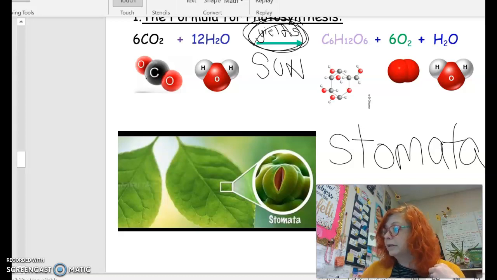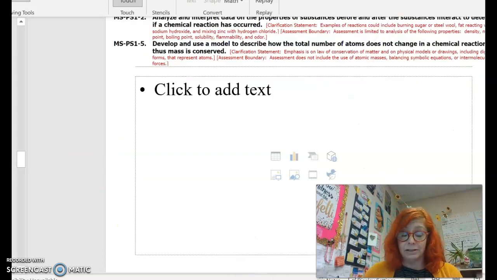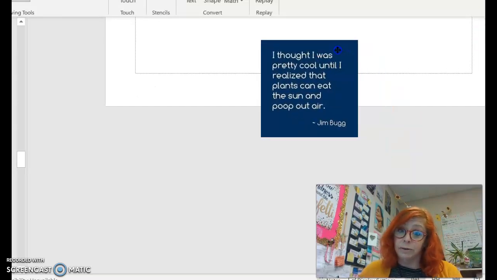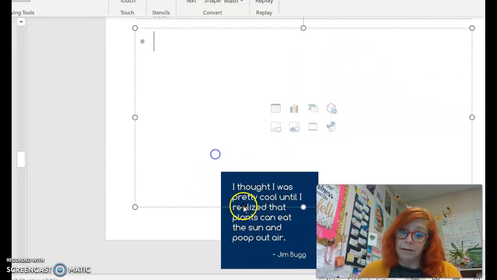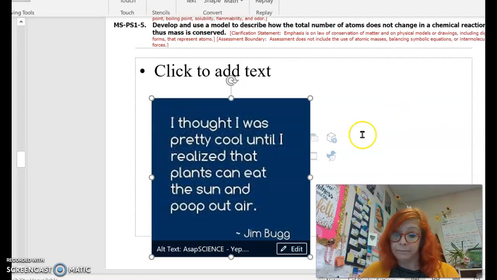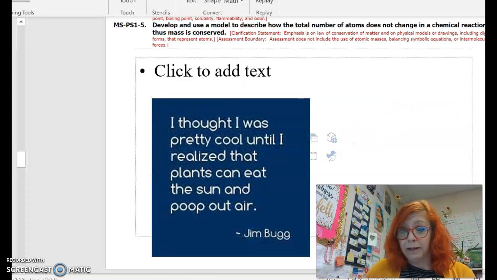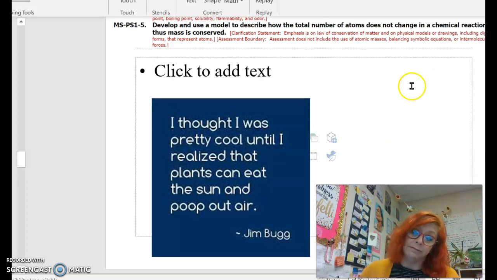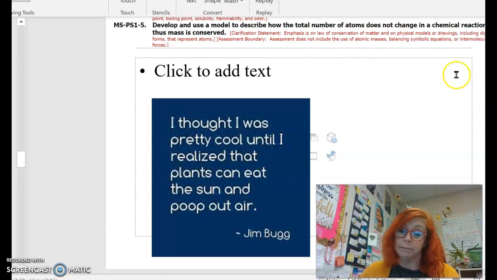So the last thing I would like to share with you is that we all feel pretty cool being human because we can do whatever we want. But let me ask you this. Can you eat the sun and poop out air? Because that's how cool plants are. A great quote from Mr. Jim Bug: I thought I was pretty cool until I found out that plants eat the sun and poop out air, because it's a waste product, right? They don't need it, so it's waste. It's basically poop to them, which we breathe in. So that's kind of a fun twist to that.